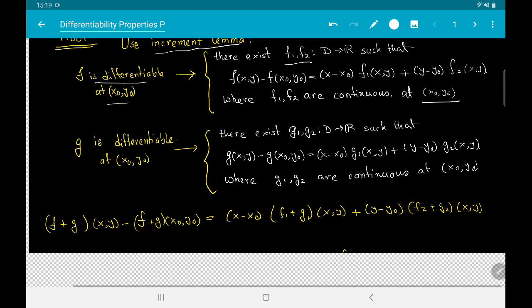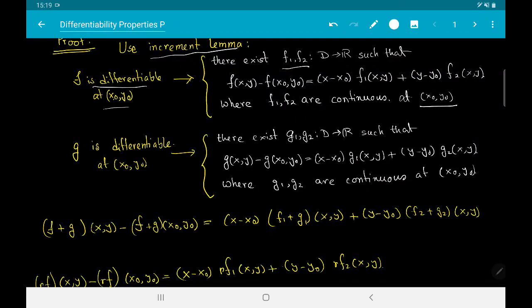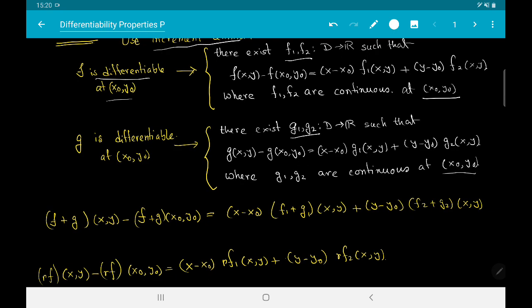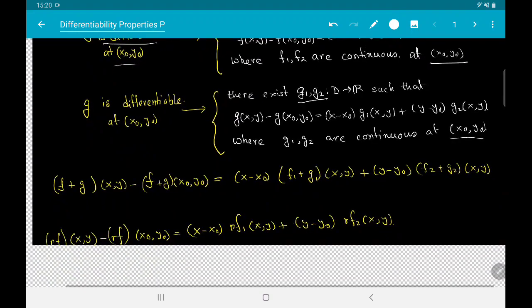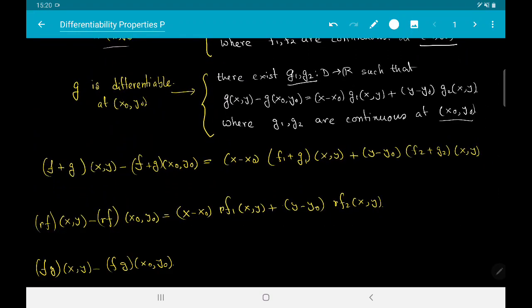A similar thing happens for g. So here you get two functions that are continuous at the point x0, y0, and g(x,y) minus g(x0,y0) is written in an analogous way. This is going to be very useful in proving those algebraic properties, and what we are going to do is as follows.